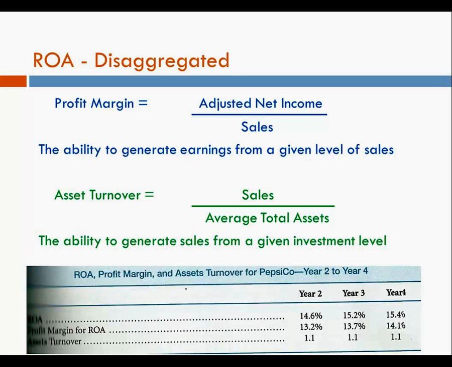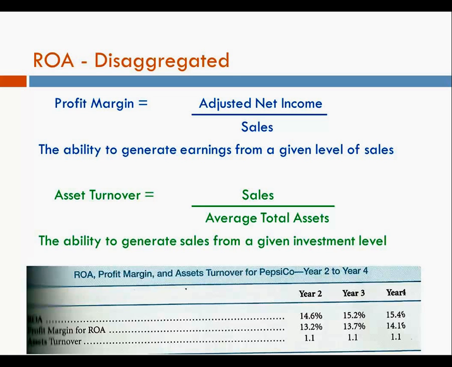So looking at Pepsi, their ROA is a very robust 15% or so, with a 14% or so profit margin and an asset turnover of 1.1. These would be considered pretty good numbers.